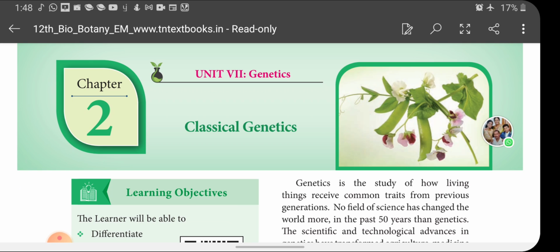genes, structure, and what is the thing which controls the characters, and how the genes were discovered, who did the marvelous work on that. All we are going to see.